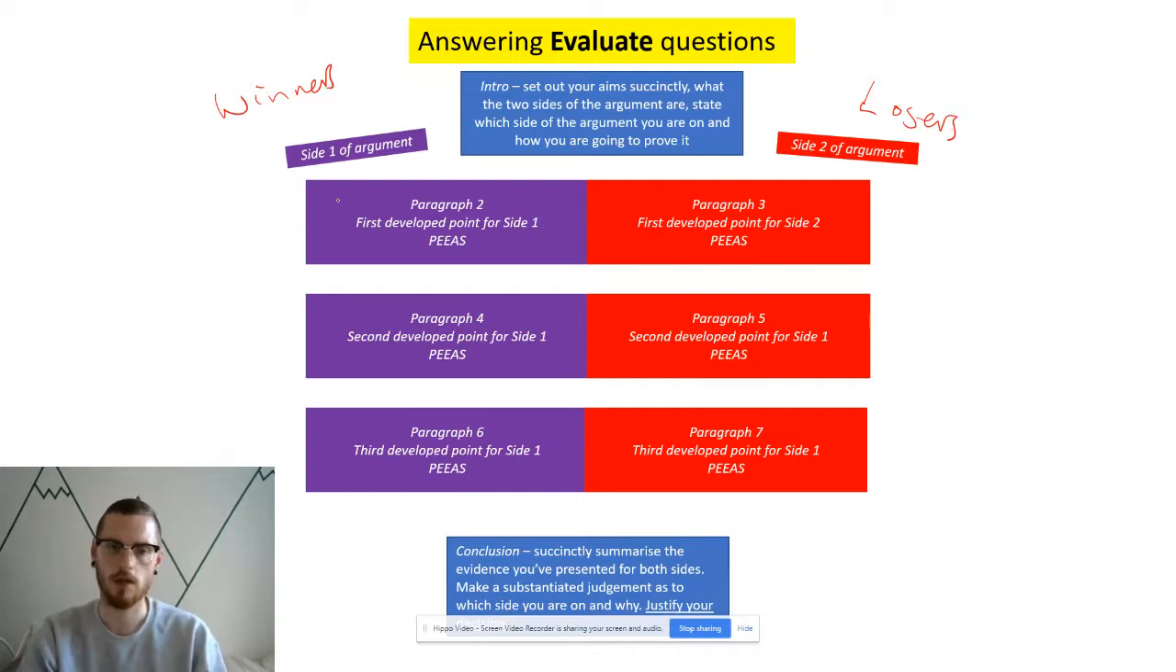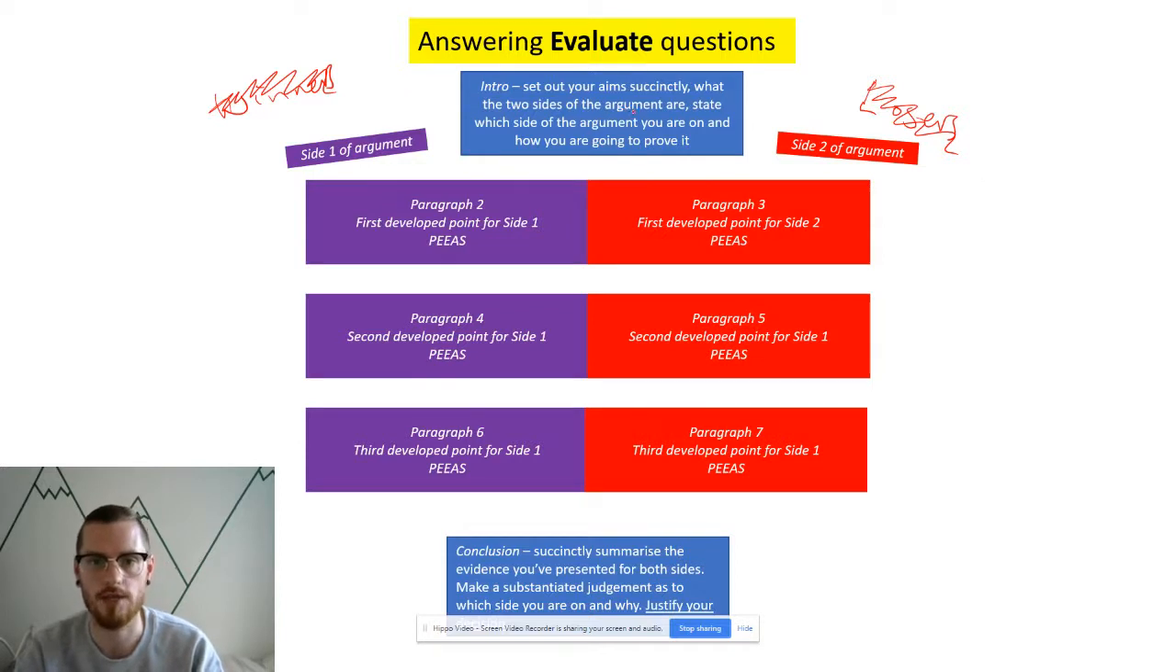Now, sometimes you don't get it signposted that nicely, but what they may do is give you one side of the argument in the actual question, and then you need to tease out what the other side of the argument would be. In the intro, please do this, okay? Four to five sentences. State the aims of your essay. State what the two sides of the argument are. State which side of the argument you are on. And you might want to say in a sentence how you're going to prove it.